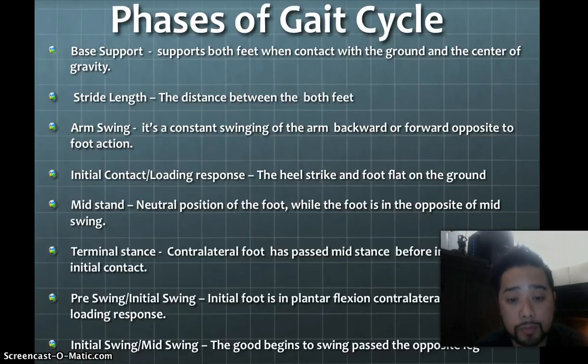Initial contact to loading response is the heel strike and foot flat on the ground. Mid stance would be the neutral position of the foot, while the foot is in the opposite of mid swing. Terminal stance would be a contralateral foot has passed mid stance before initiating an initial contact. Pre-swing to initial swing is an initial foot is in the plantar flexion, contralateral foot is in the loading response. Initial swing to mid-swing is when foot begins to swing past the opposite leg. Terminal swing would be the final swing before the end of the gait cycle.